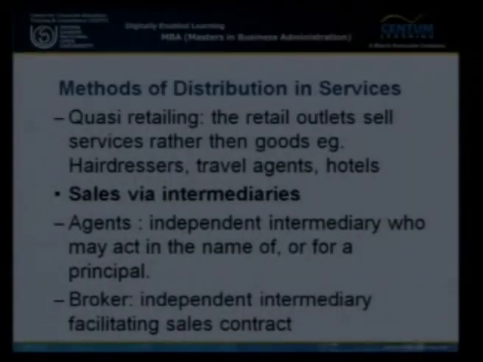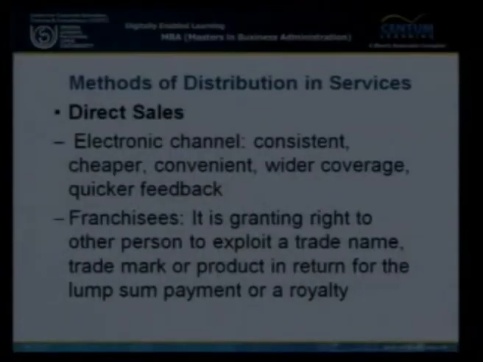An important issue while deciding the distribution strategy. There are two methods in deciding the distribution of services, that is direct sales, and the other is sales via intermediaries. Direct sales talks about the electronic channel. The electronic channel is ATM if you talk about banks, or internet banking. We trust electronic channels because they are consistent, cheaper, convenient, have wider coverage and quicker feedback. This is the most widely accepted channel of distribution used by services.